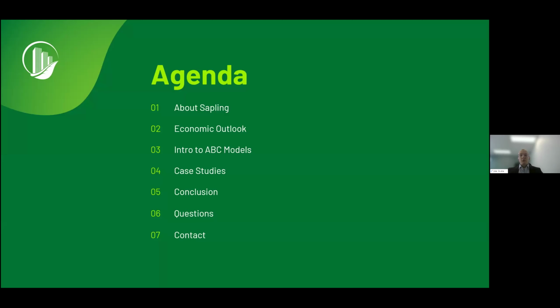First, we're going to give a brief overview of the services we provide at Sapling. Then we'll proceed with a discussion on the current state of the US and Canadian economies, followed by an intro to ABC models, then discuss some case studies of ABC model projects that we've worked on at Sapling, and how managers can use these models that we've built to improve their decision-making in the face of rising costs, specifically tariffs. Then lastly, we'll open up the floor to any questions from the audience.